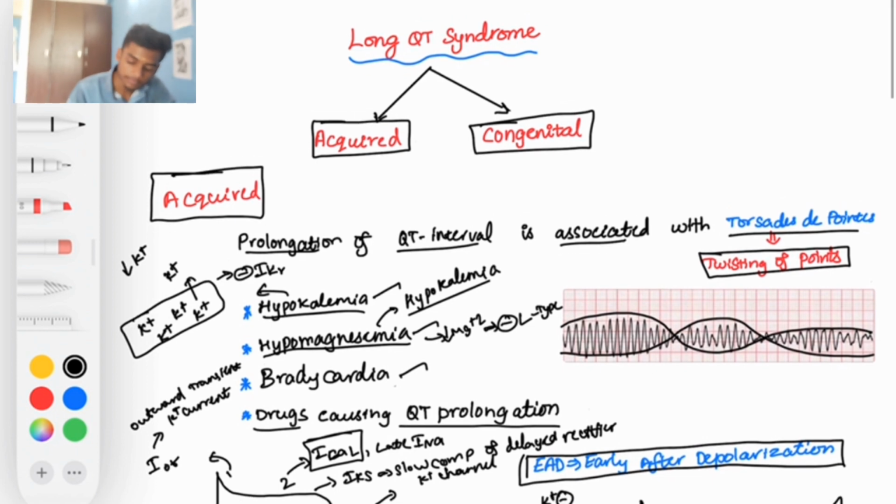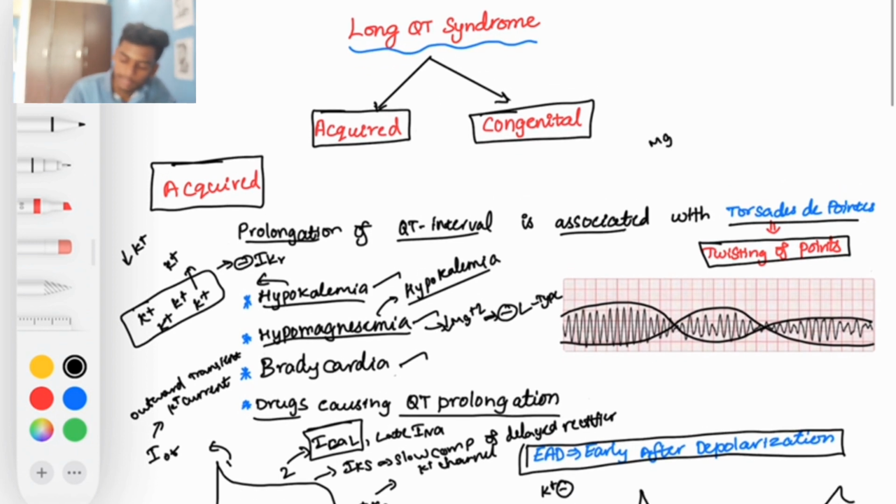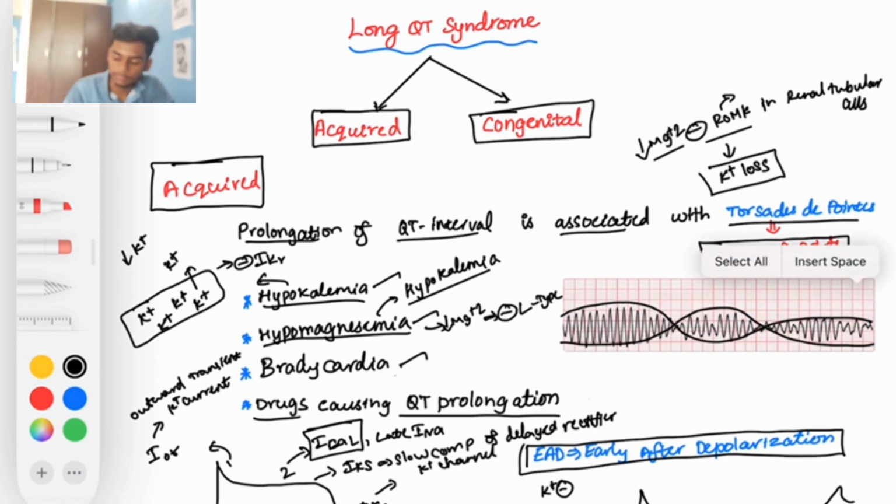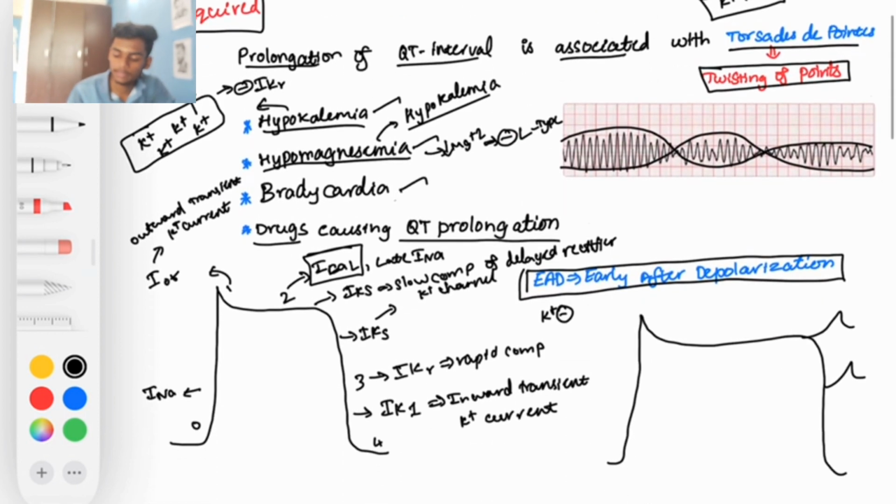And magnesium will normally inhibit ROMK channels in renal tubular cells. ROMK means renal outer medullary potassium channels. Now, when there is hypomagnesemia, the decreased magnesium will not be able to inhibit this ROMK, so there is increased K plus loss from the body. So, this is how hypomagnesemia causes hypokalemia.